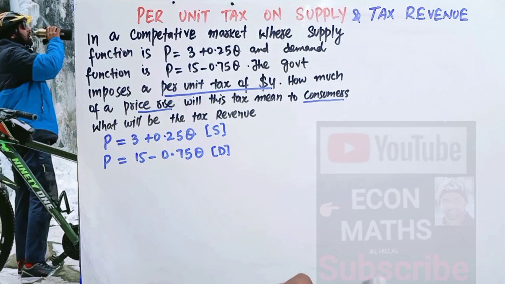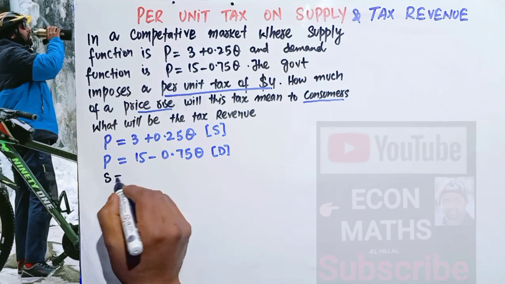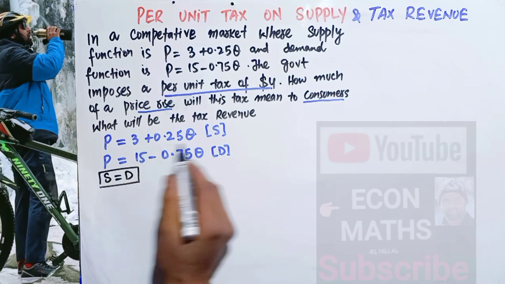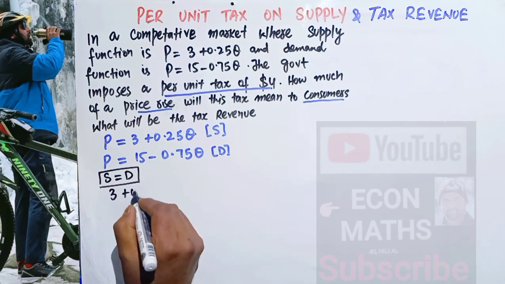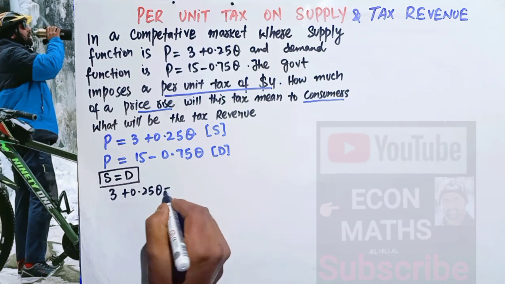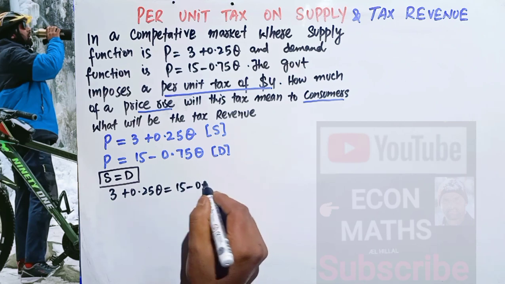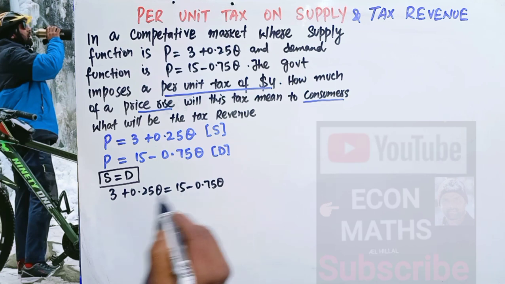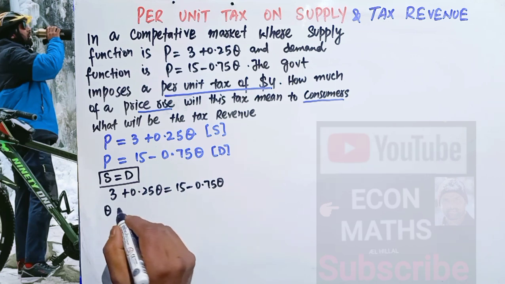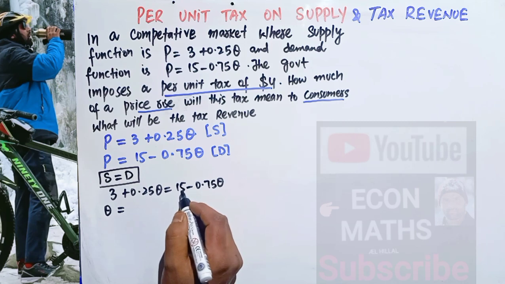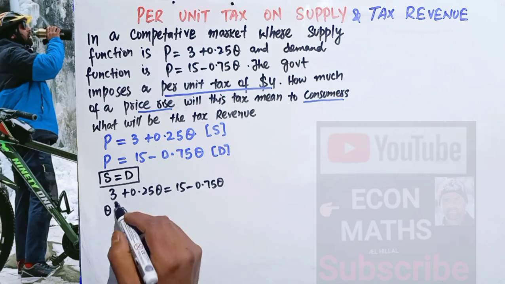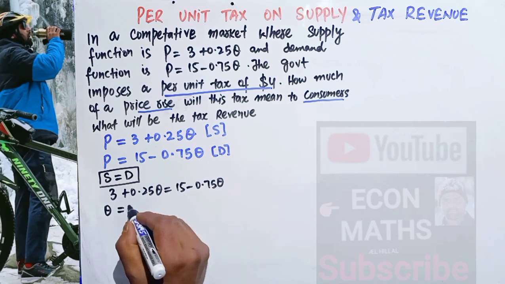Okay, now initially what will be the equilibrium condition? That supply should be equal to demand. Okay, we are seeing the scenario before the imposition of per unit tax. So equating these two, that is 3 plus 0.25 Q with 15 minus 0.75 Q. Transposing this 0.75 Q here, so 0.75, 0.25, it will become Q should be equal to 15 minus 3, which will come out to be 12 obviously.